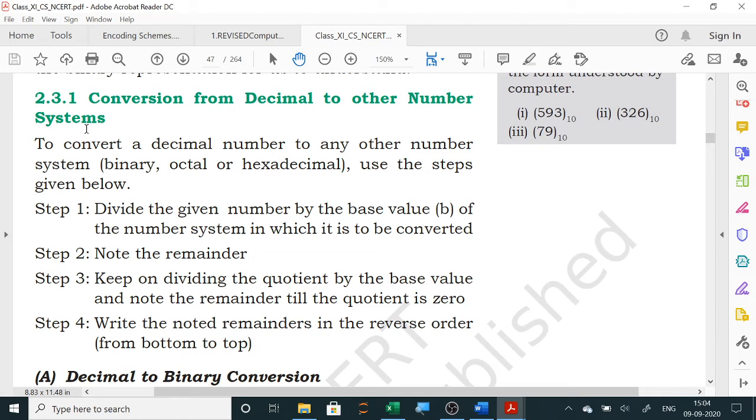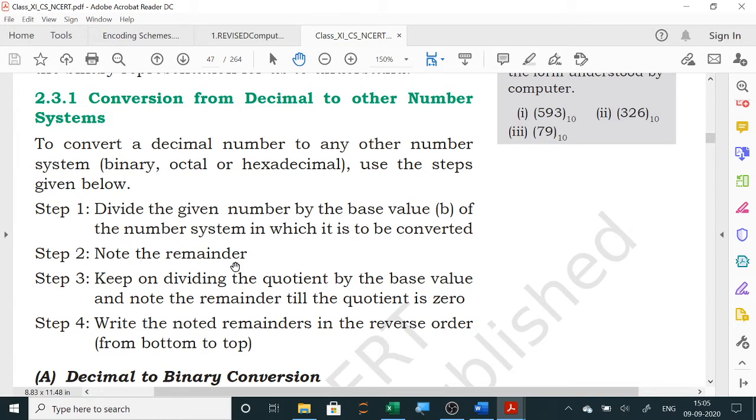Whenever any decimal number is given to you, you only have to follow 4 steps. We will divide the number by the base value of the number system in which it is to be converted. If it is to be converted into binary, we will divide by 2. If it is to be converted to octal, we will divide it by 8, and if it is to be converted to hexadecimal, we will divide it by 16.